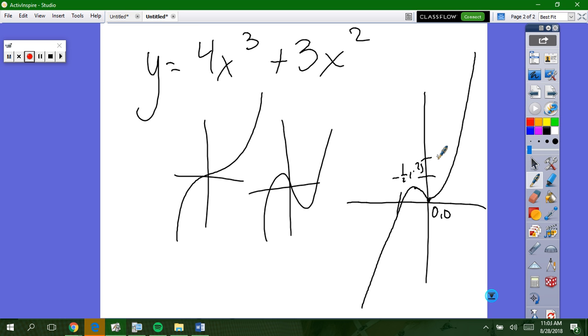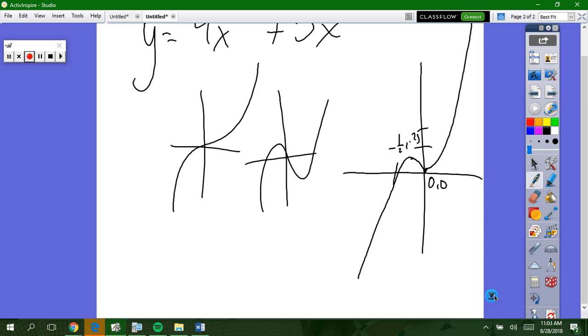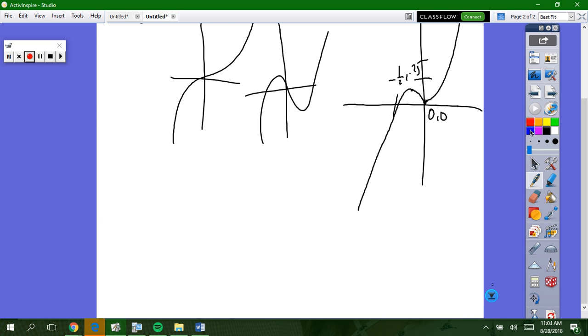Good? Okay, so let's go ahead, knowing that we have this lovely graph. Where is our graph increasing? This blue section and that blue section, correct? Those are the two parts that are increasing. So let's write the interval. So where do we start? Negative infinity to negative a half.